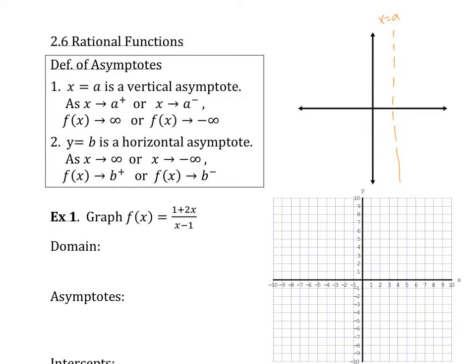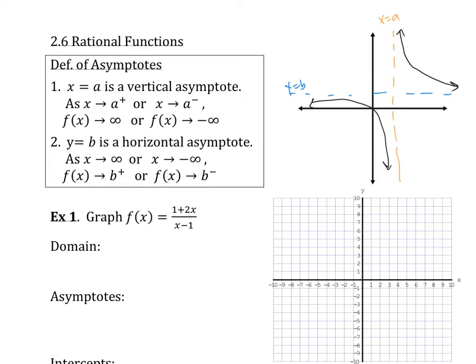Okay, I'm going to actually draw the horizontal one too so I can sketch the graph in. I'm going to call this y equals b. Normally rational functions that you have graphed look something like this, depending on the graph. Okay, so the first thing it tells you is that if x equals a is a vertical asymptote, as x approaches a from the positive side, f of x either goes to infinity or f of x goes to negative infinity.